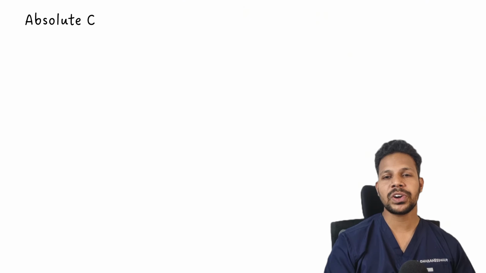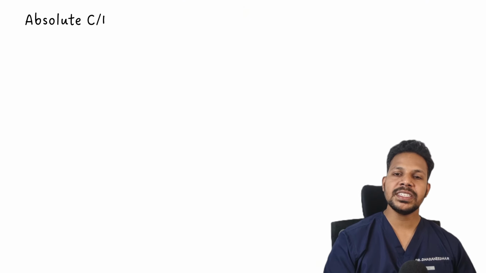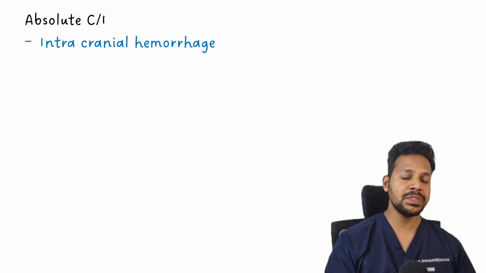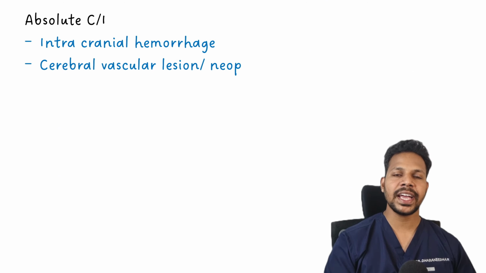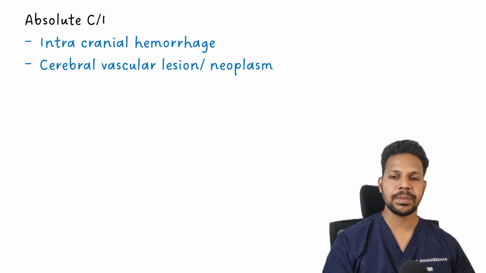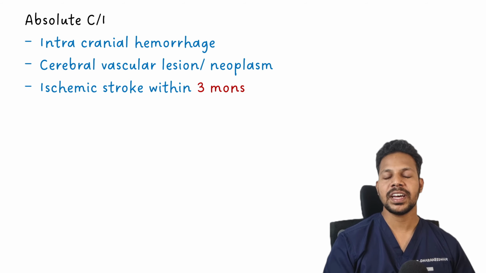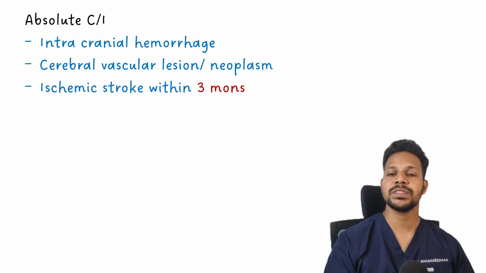Now let's look at the contraindications for thrombolysis. There are some absolute contraindications and relative contraindications. What are the absolute contraindications? If the patient is having intracranial hemorrhage, obviously, right, it is life threatening. A cerebral vascular lesion or a neoplasm, again, that can bleed into the brain parenchyma. Ischemic stroke within 3 months, again, there can be a hemorrhagic transformation of the ischemia.